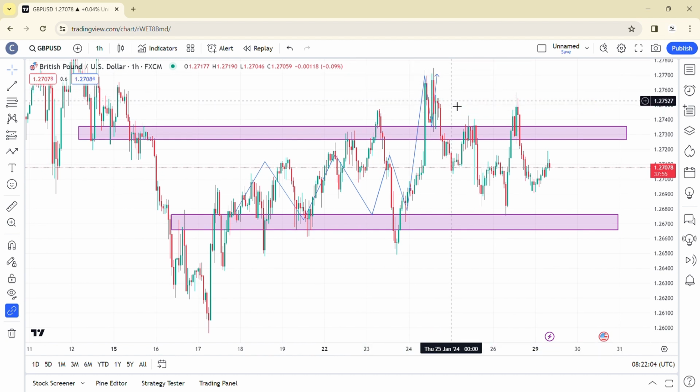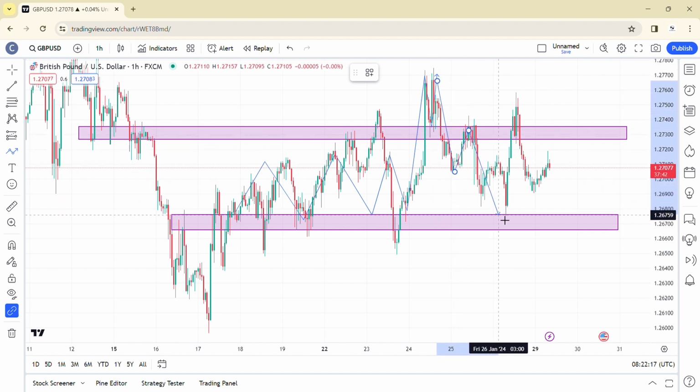Let me remove this zone for now. Price retested this zone before going up to the upside, and you can see when price broke back into this zone, we had a retest before price came down to this zone. Okay, so you can see the break and retest has worked very efficiently.